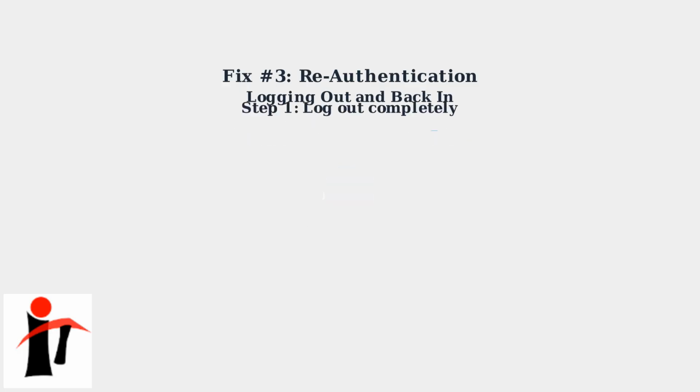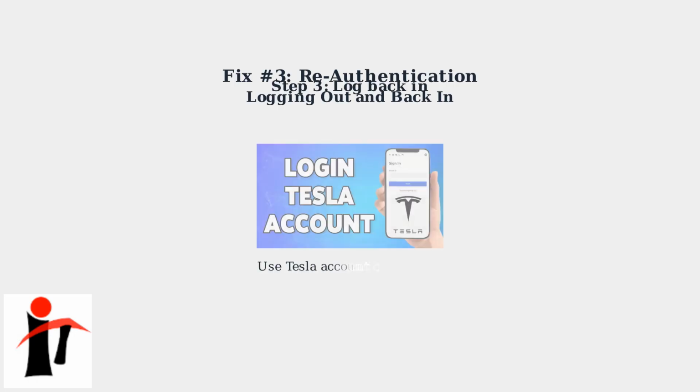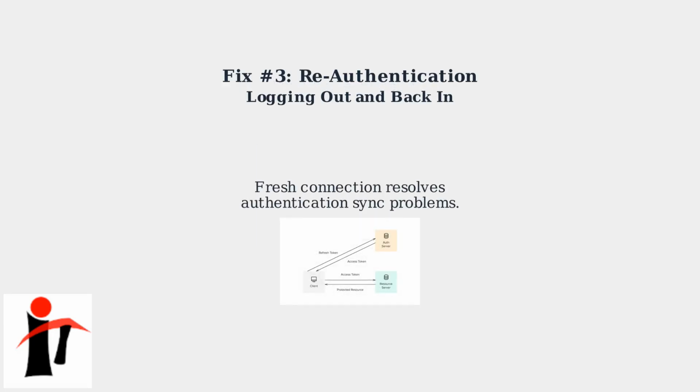To fix this, first log out of the Tesla app completely. This clears the expired session and prepares for a fresh authentication. After logging out, wait a few minutes. This gives Tesla's servers time to fully clear the old session data. Now log back into the Tesla app using your account email and password. This creates a fresh session token and establishes a new secure connection. This re-authentication establishes a fresh connection with Tesla's servers, which can resolve authentication-related sync issues that were freezing the rename process.